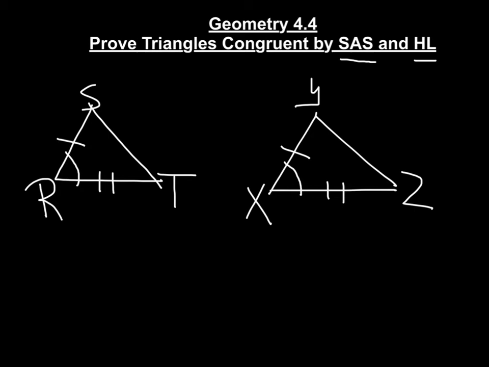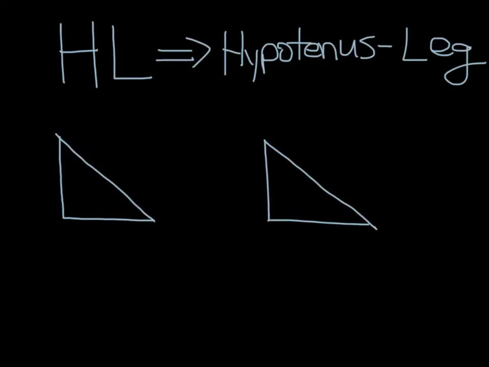We couldn't use T because it is not the included angle. We couldn't use S because it's not the included angle. It is the angle where those two sides come together. Here's RT, here is RS, and so it's the angle that brings those together. On XYZ, here is XZ, here is XY, and here is the angle that brings them together, that included angle. That's very important.